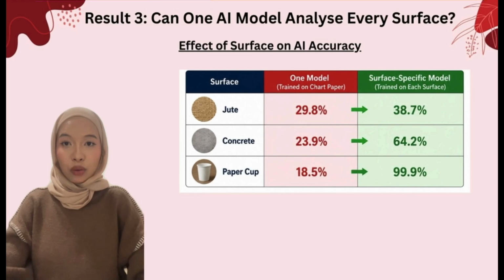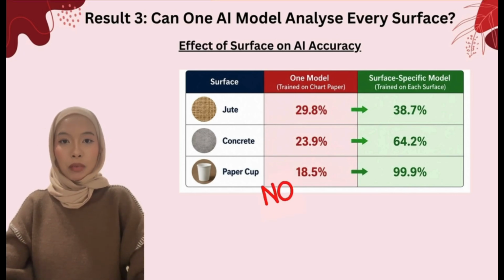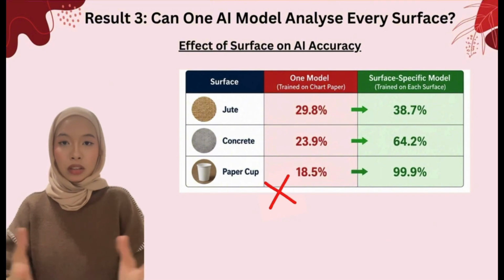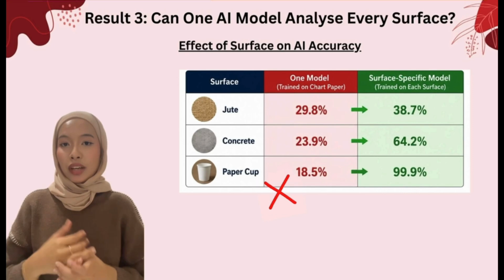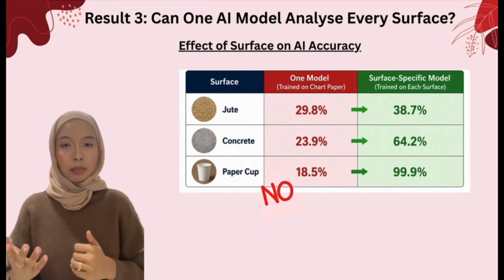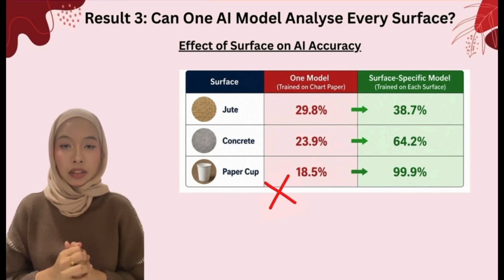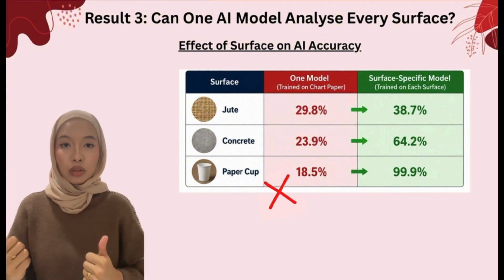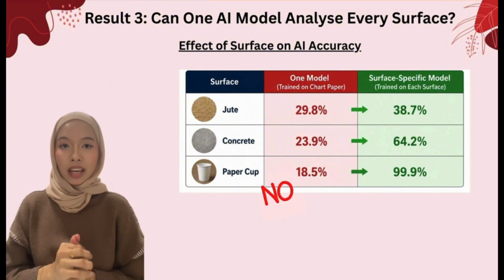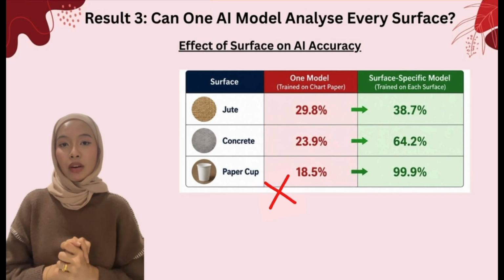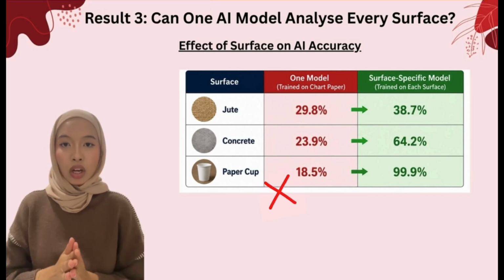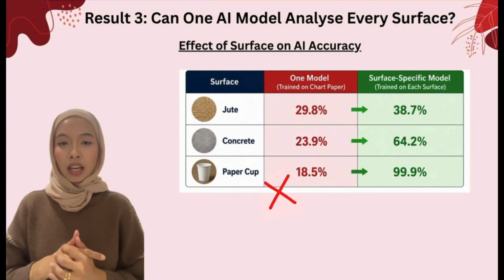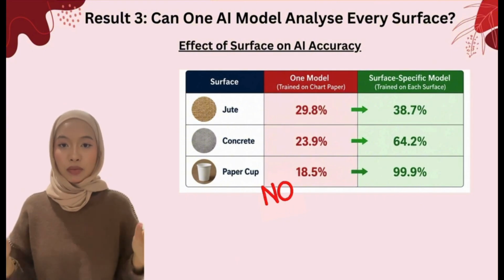Next is result 3. Can one AI model analyze every surface? First, the researchers trained the MobileNet model using bloodstain images on the chart paper only. Then, they tested the same model on the jute, concrete and paper cup. As you can see, the accuracy becomes much lower. The model only achieved 29.8% on jute, 3.9% on concrete and 18.5% on paper cup. This is because bloodstains look different on different surfaces. So, a model trained only on paper cannot recognize bloodstains on other surfaces very well.